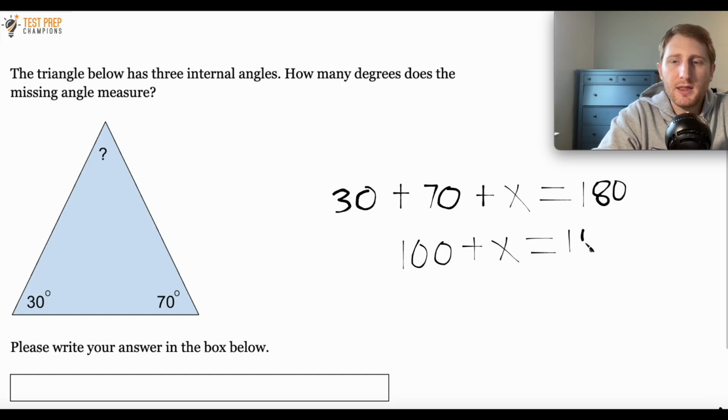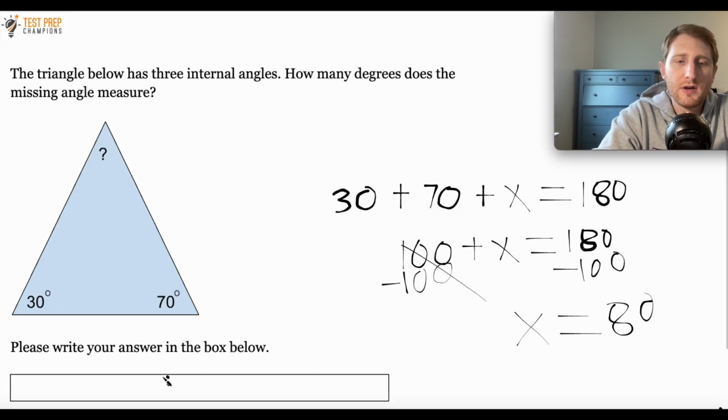And again, I want to get the x by itself here. So what I'm going to do is clear the 100 by subtracting 100. And whatever I do to one side, I also have to do it to the other side. So we'll see that x equals 80. So the correct answer here is 80. Now, the main takeaway that I want you to get from this question is that the 3 internal angles of a triangle add up to 180 degrees.